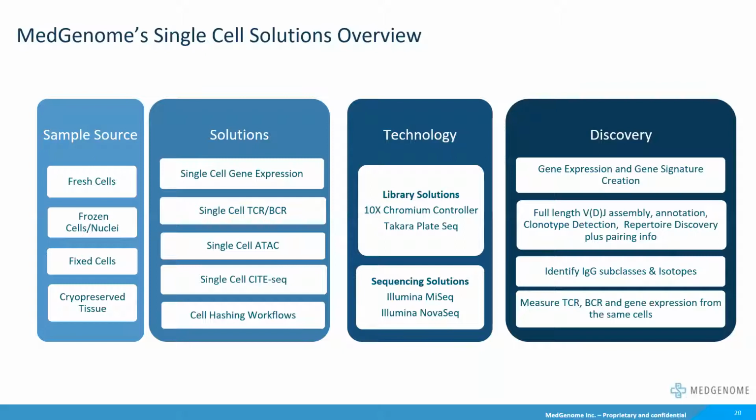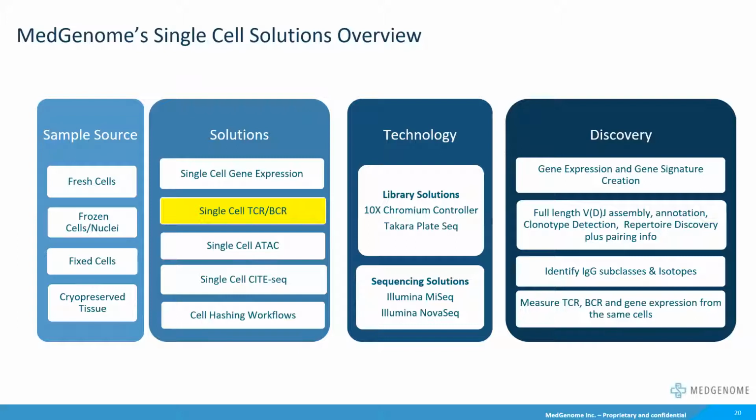Our single-cell solutions that we offer at MedGenome include various sample types. The sources are from fresh cells, frozen cells or nuclei, fixed cells or cryopreserved tissues. With tissues, we perform tissue dissociation with single nuclei as well. That is another new area that we have started focusing on. Our solutions include single-cell gene expression, single-cell TCR, BCR, which is really the focus of our talk today, single-cell ATAC-seq, CITE-seq, as well as cell hashing workflows. And we use the 10x Chromium technology with the TCR plate-seq technology for library solutions and preps, as well as our Illumina solutions through the MiSeq and NovaSeq for sequencing.